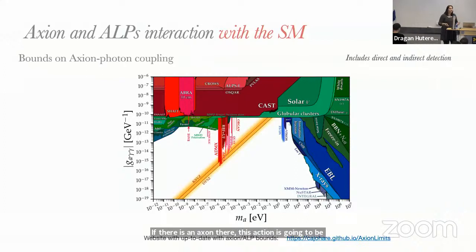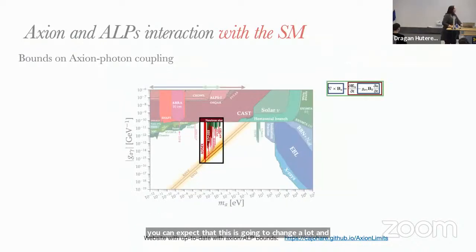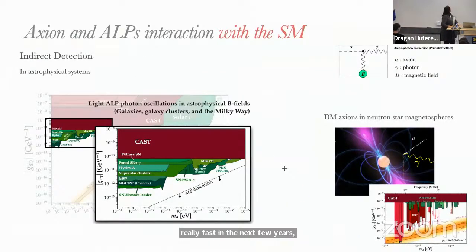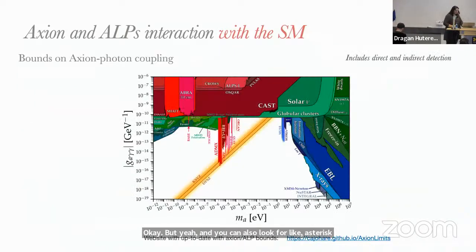What are other places in the universe where we have large magnetic fields that you can think of? Maybe the sun, maybe around Earth, and for all of those, we have been trying to look and put bounds here. But also those experiments give you bounds. And you can expect that this is going to change a lot and really fast in the next few years. You can also look at astrophysical indirect detection experiments and you have those bounds, but those are all in this plot.